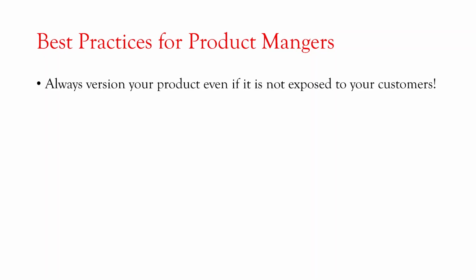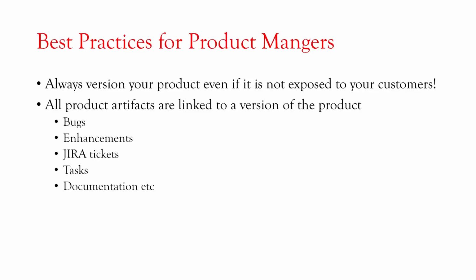So what are the best practices, given this versioning scheme? What are the best practices for product managers, right? One of the few things you need to remember is you always need to version your product, even if it is not exposed to customers. These versions are used internally to refer to the snapshot of the product that you're going to ship, but you would never expose them to customers, right?